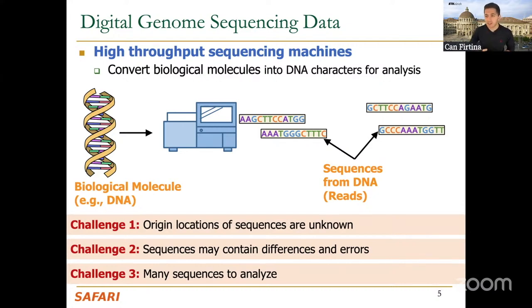So this coverage is needed because a single read may contain error, or we may not be able to analyze that read correctly. But having multiple copies for the same region in the genome enables us to make more accurate decisions, more accurate analysis. So that's why we have a multiple sequencing depth of coverage. So that's why we also have many sequences to analyze, because one copy for now is not enough.